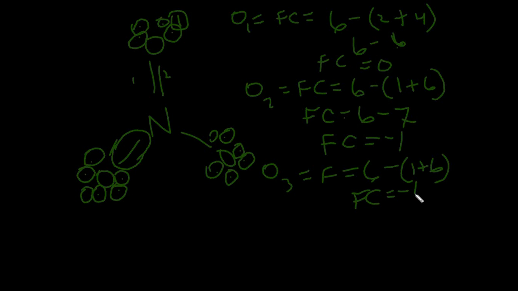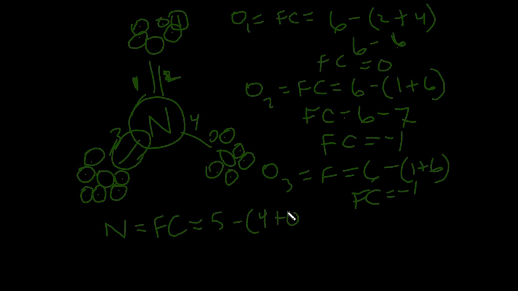Okay. Now for the last one, we'll go over to the nitrogen. For the nitrogen, formal charge equals 5, because it has 5 valence electrons, minus the bonds, which has 1, 2, 3, and 4. So it'll be 5 minus 4, and how many dots does it have? It has 0. So now we have 5 minus 4, and that is 1.